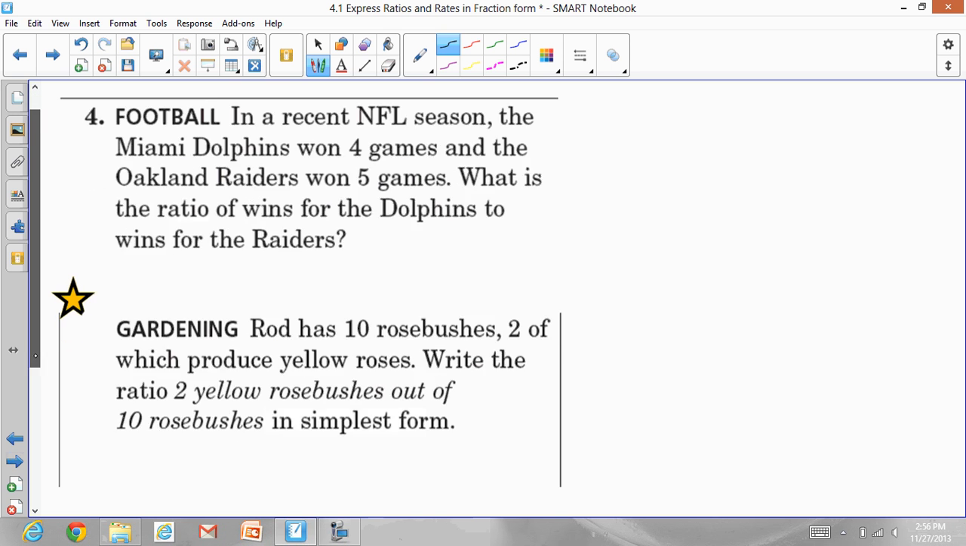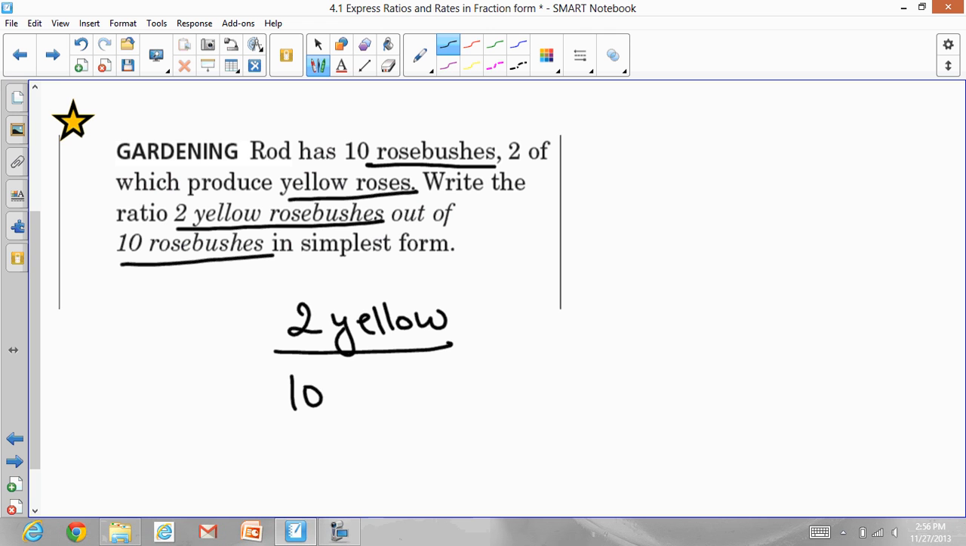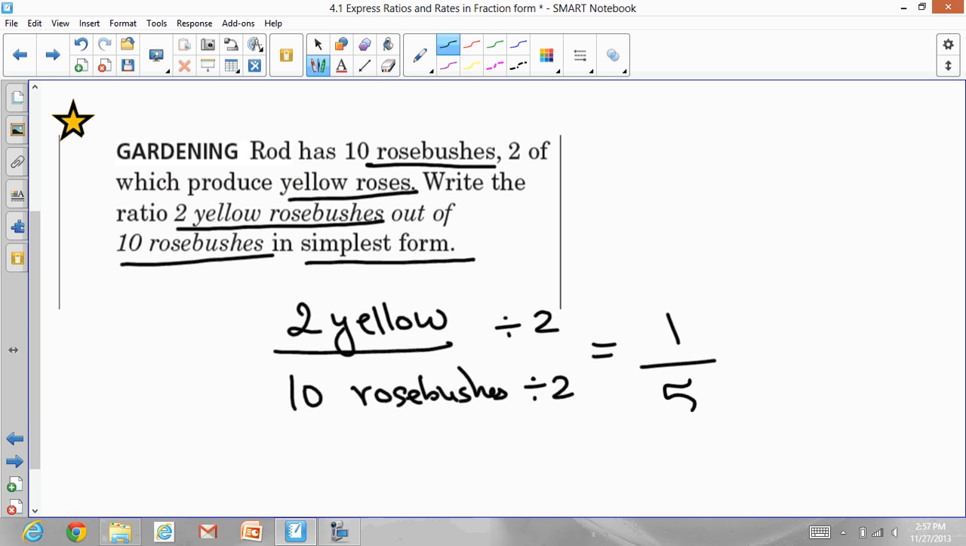Let's focus on the question that has been marked, gardening. Rod has 10 rose bushes, and 2 of which produce yellow roses. Write the ratio of 2 yellow rose bushes out of 10 rose bushes, in the simplest form. Always go for the simplest form, whether they ask or not. Divide this by 2, divide this by 2. 2 divided by 2 gives you 1, and 10 divided by 2 gives you 5, which is the answer.